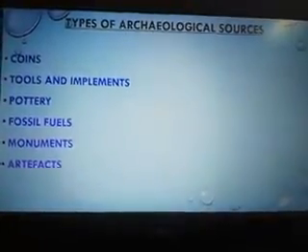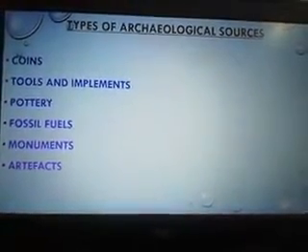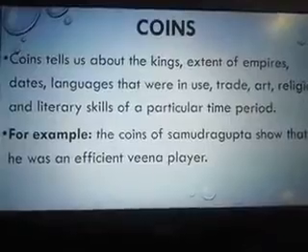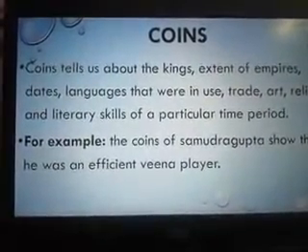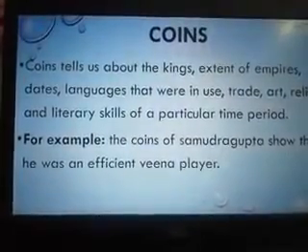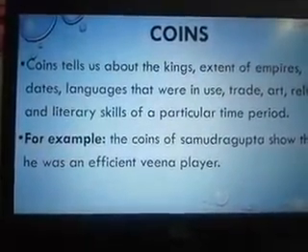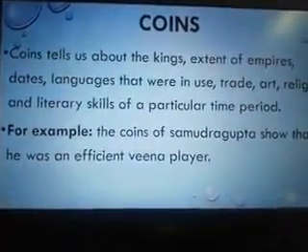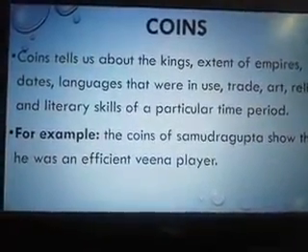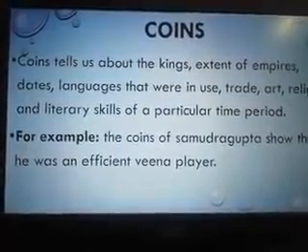Now talking about the types of archaeological sources in detail, the first one is coins. Children, coins are small and round pieces of metal which were used as a medium of exchange. And now you know in earlier or ancient times, metals such as gold, silver and copper were used to make such coins. So, the question is, how do we come to know about history from these coins?